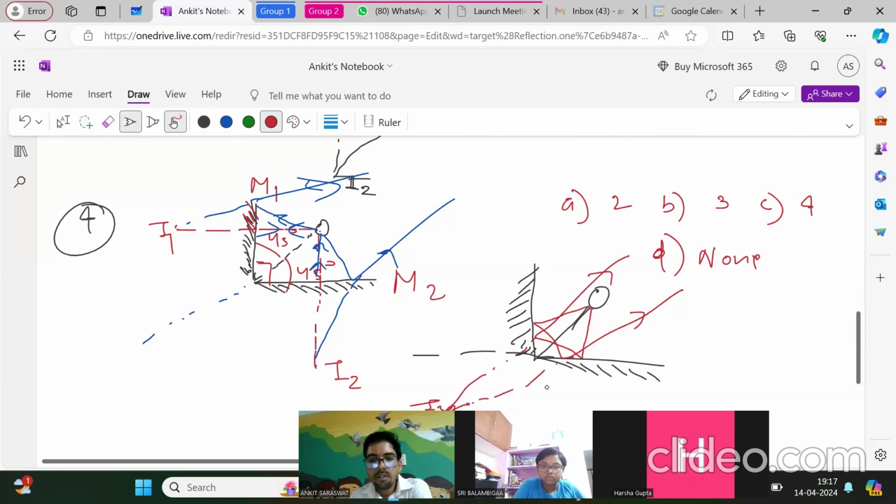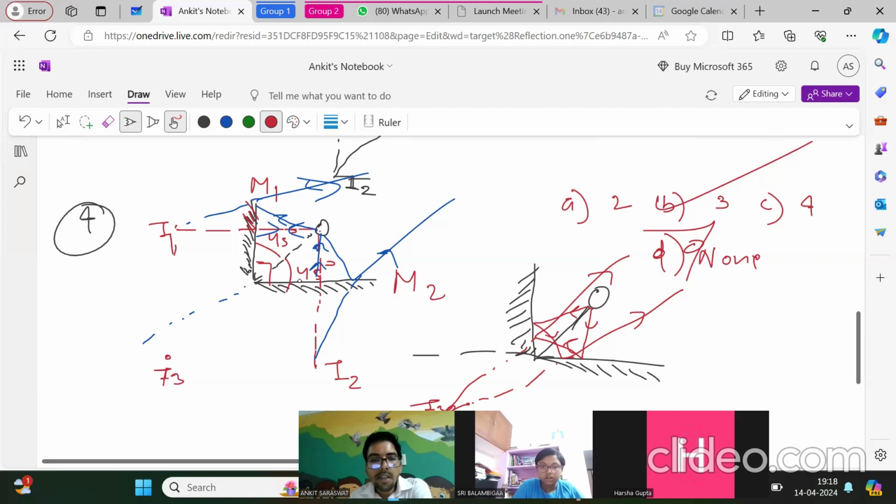I3. See, this is striking: incident, reflected, again incident, reflecting, incident, reflecting, going like this into the eye of the observer. And when you drag it back, I3 will be formed. So here, I3 will be formed. Then how many images? 3.